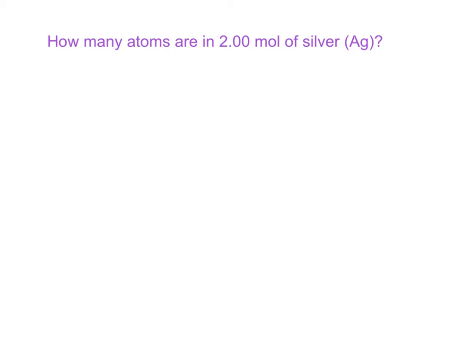So let's see if we can put this to work now. How many atoms are there in 2 moles of silver? Well, we're just going to do a little dimensional analysis. I'm going to write down my given, which is 2 moles. Okay, and then I'm going to change moles to atoms. The abbreviation for mole, by the way, is mol. Yeah, I know, it's not much of an abbreviation.